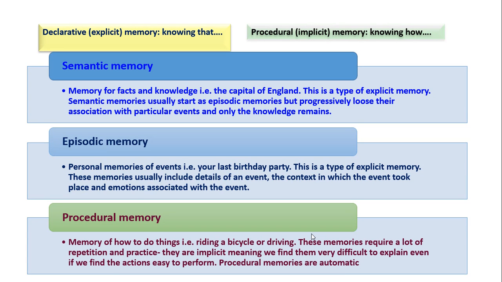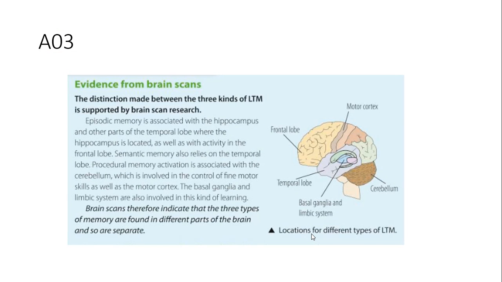Now, in terms of AO3, in terms of evaluation, you can use evidence from brain scans. So this is in your textbook. There is brain scan research that supports the idea that there are different kinds of long-term memory because they are in different parts of your brain. So that's some good objective biological evidence. So the notes are here, and also they are in your textbook.